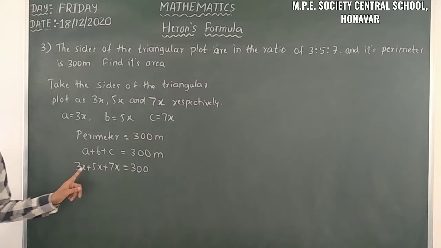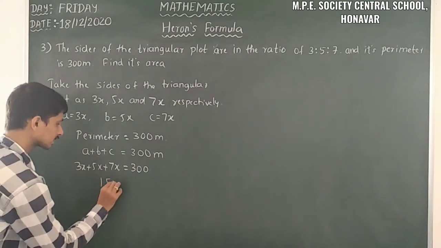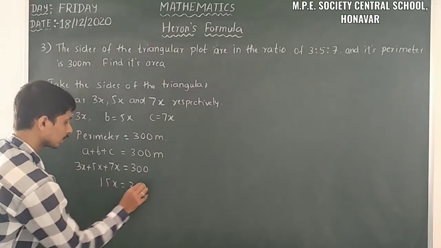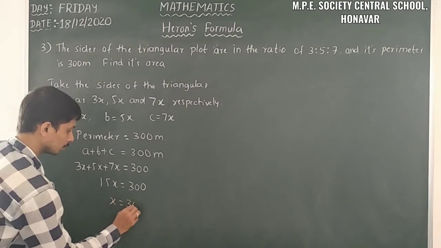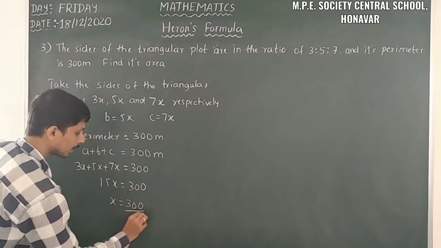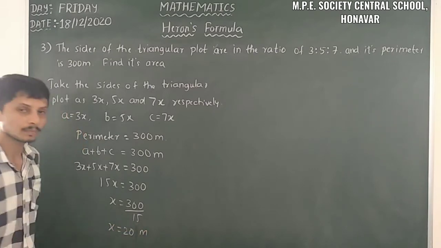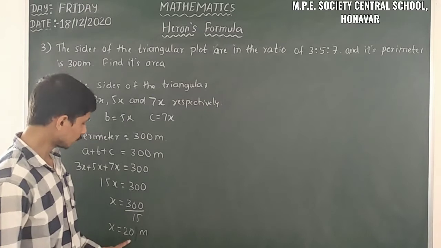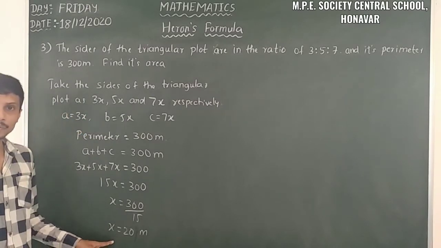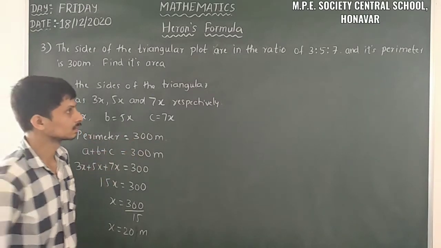Here 7 plus 3 is 10, 10 plus 5 is 15, so 15x is equal to 300. Then the value of x is equal to 300 by 15, x is equal to 20 meter. Then we have to find each and every value of A, B and C.